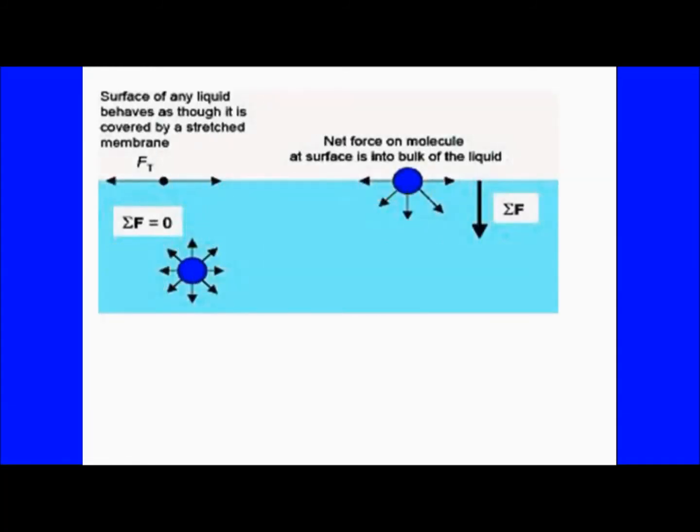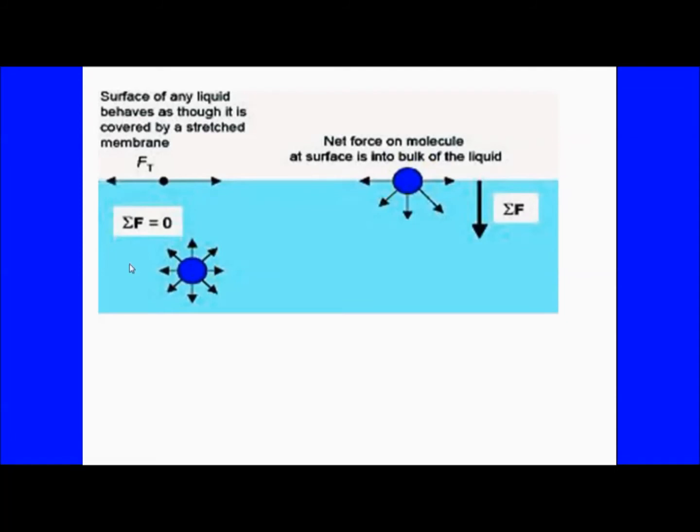Let's have one example. See here, this is the surface, right? This is the force that is remaining at the surface. So for a molecule at the top, the net force on this molecule is into the bulk of the liquid, which means the bulk of the liquid is pulling this molecule downwards.